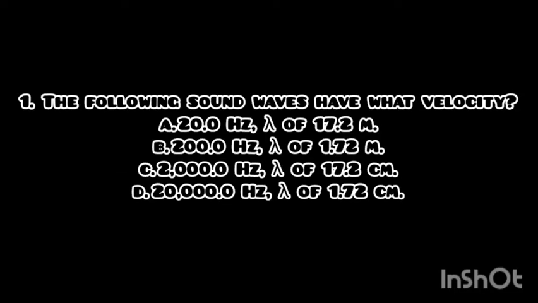For today's video, for the first problem, the following sound waves have what velocity? A. 20.0 Hz, wavelength of 17.2 meters. B. 200.0 Hz, wavelength of 1.72 meters. C. 2000.0 Hz, wavelength of 17.2 centimeters. D. 20,000.0 Hz, wavelength of 1.72 centimeters.